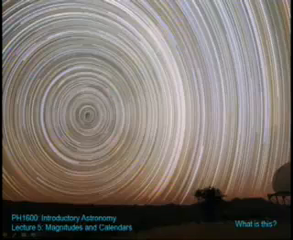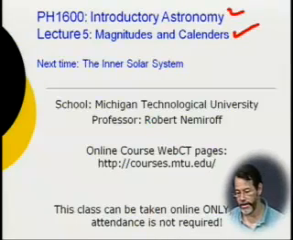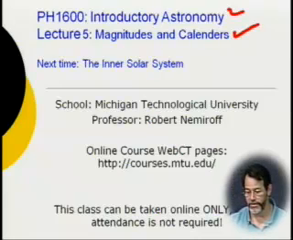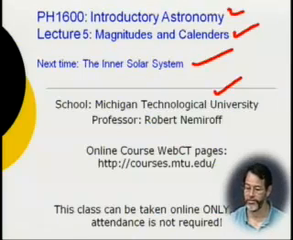All right. So here's the obligatory 2 slides that I'm federally required to show you. This is Introductory Astronomy, PH1600 for people keeping score at home. This is Lecture 5, Magnitudes and Calendars. Next time we will be jumping off the Earth and traveling into the inner solar system and seeing what we find there. This is originating from the beautiful downtown campus of, not really a downtown area, of Michigan Technological University. And I am still Robert Nemiroff. If that changes, I will let you know.